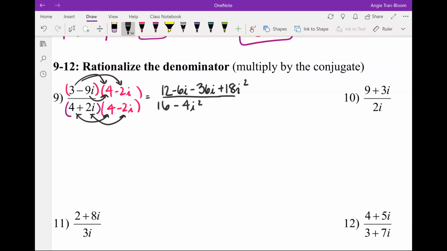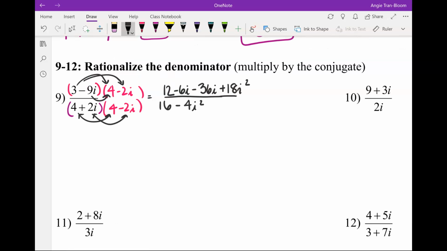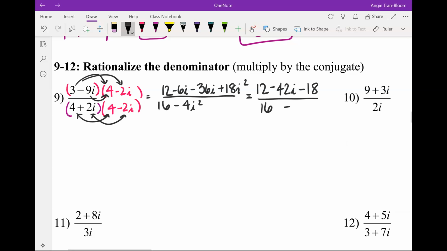Can I combine 6i and 36i in the middle? Yep. So 12 minus what? 42i in the middle. I should change i squared to what? That's right, minus 18 right away. All over, similarly in the bottom, I should change the i squared to 4. You're right, because it's negative 4 times a negative 1. Can I combine the 12 and the negative 18 on the top? Yes. That will give us negative 6.